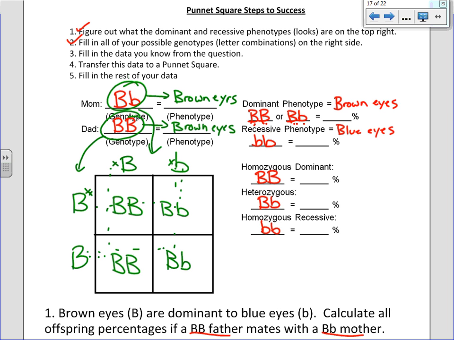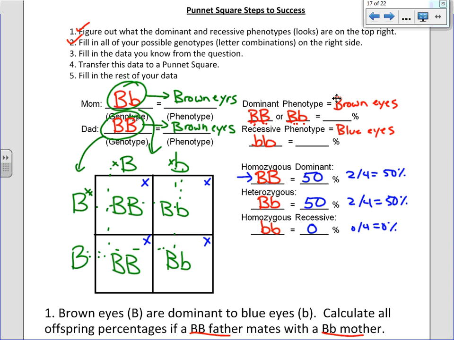We now turn this into the percentages on the other side. In this case, what percentage are homozygous dominant? There's 2 out of 4. 2 out of 4 equals 50%. So there's a 50% chance that the kids will be homozygous dominant. What percentage of them will be heterozygous? There's one here and one here. That's, again, 2 out of 4, which gives us 50%. What percentage will be homozygous recessive? Well, there's no squares that are little b, so 0 out of 4 equals 0%.